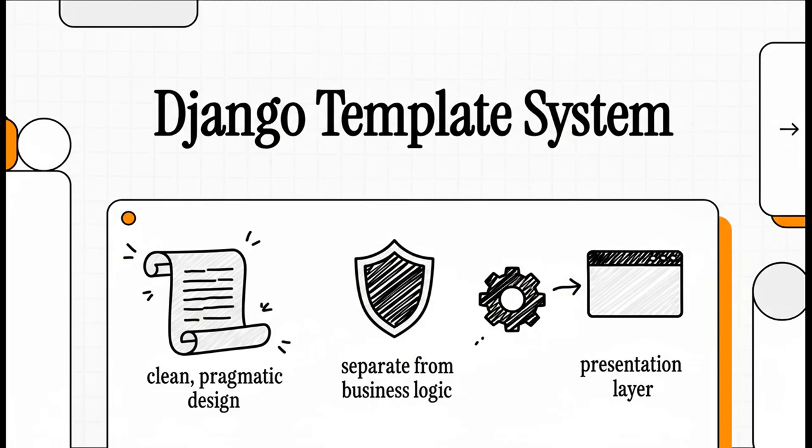All right, let's get right into it. If you've ever touched Django, you know it's all about this philosophy of clean, pragmatic design. And sitting right at the heart of that is its template system. It's this powerful engine that's really designed to keep your presentation layer, the stuff the user actually sees, neat, secure, and totally separate from all your back-end logic. So today, we're going to tear it down and see exactly how it works.